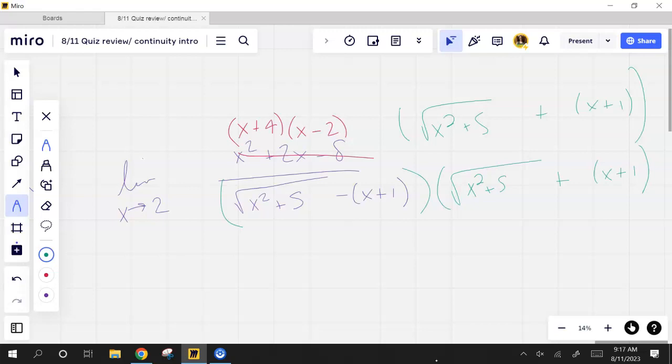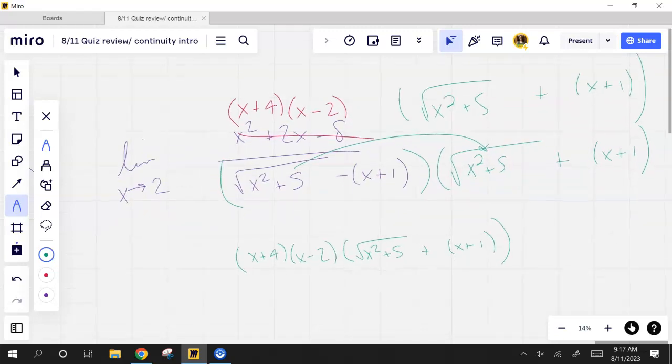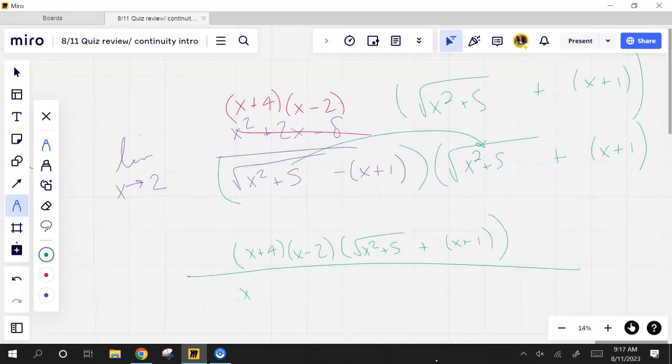So let's see what happens. When you FOIL these two together, the radical goes away, yes? I hope so too. This is going to be plus x plus 1. I'm just going to leave this chunk together because I think, actually, this is going to cancel because those are the same thing.